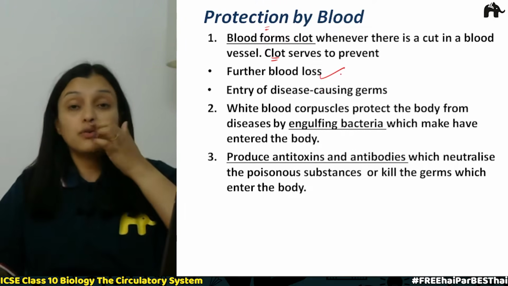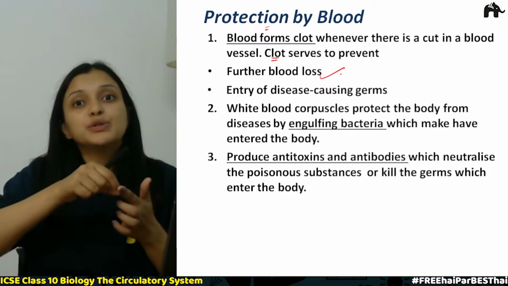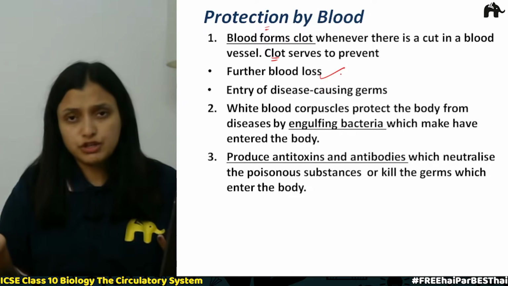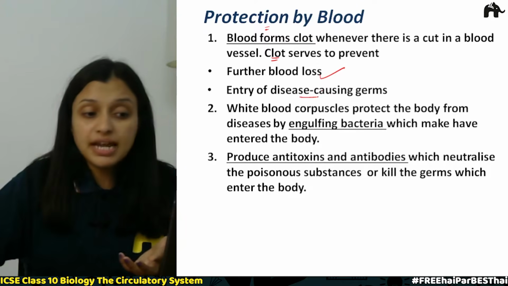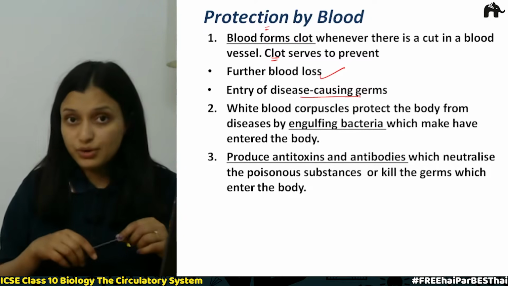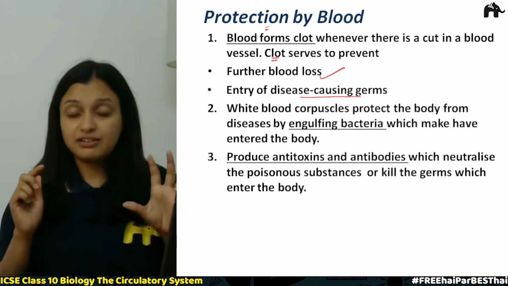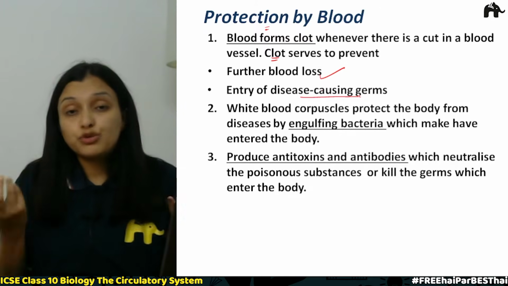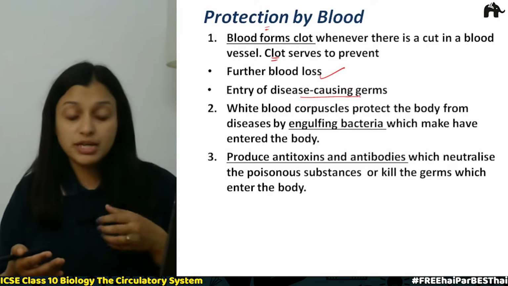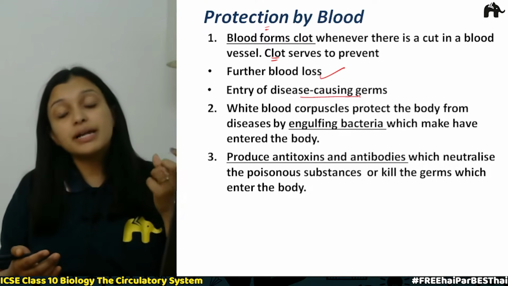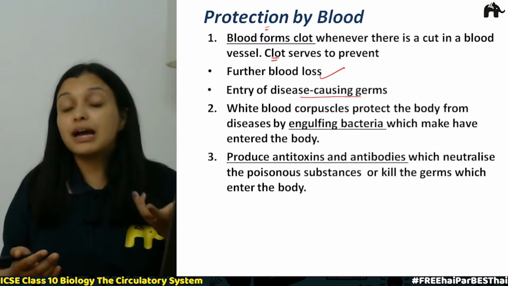right? And also when there is a cut, there is a chance that microorganisms will enter our body and cause some infection. But when the clot is formed, it prevents the entry of disease-causing microorganisms, right? So it is always said to keep your hands away, don't touch anything, right? Because microbes can be anywhere and can enter your body and create infections. So this is how blood forms a clot, and this is how clotting is helpful to us. It helps in protecting our body.